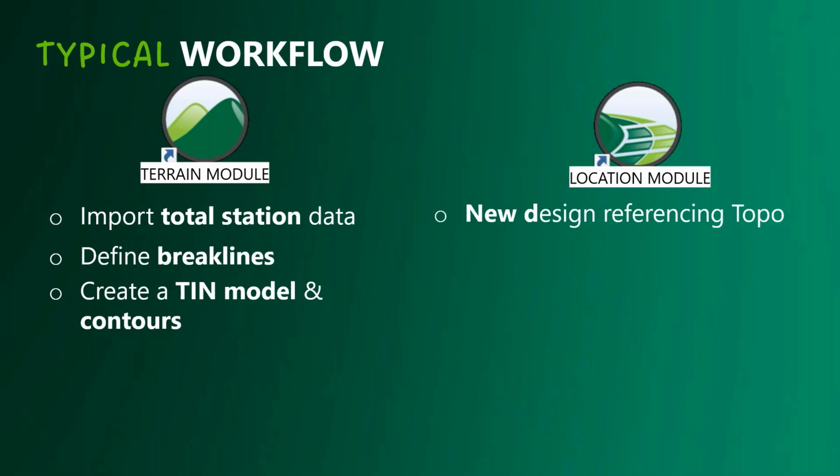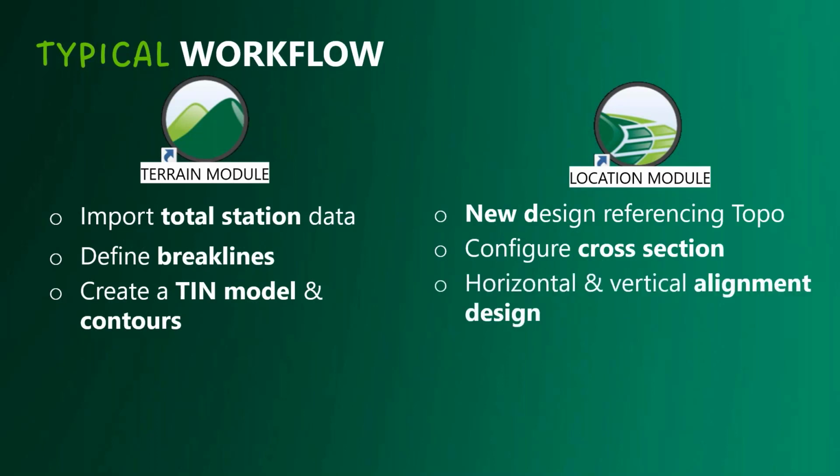And then you can head over into the location module, and that's where we can actually begin our new road design process. So we'll include that topo. We're going to configure the cross-section, create our actual alignment. There's a whole bunch of different tools available to help you improve the process of your horizontal and vertical alignment design.